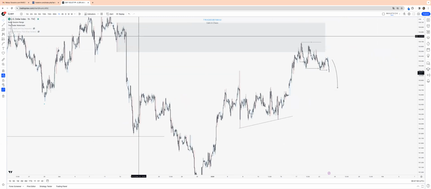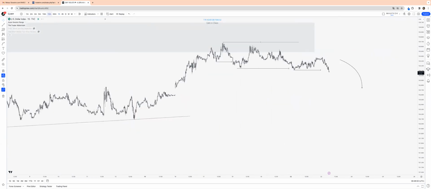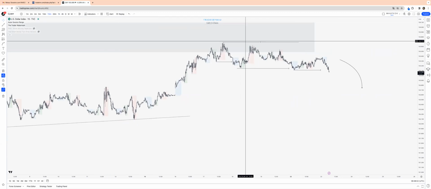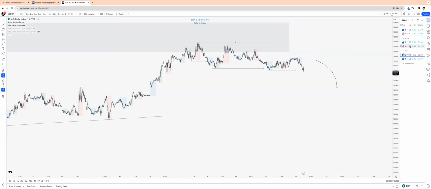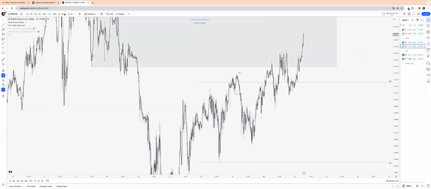So yeah. Lower time frames. Let's see. Looking good. Not much liquidity, but there's some at least. Then GU.